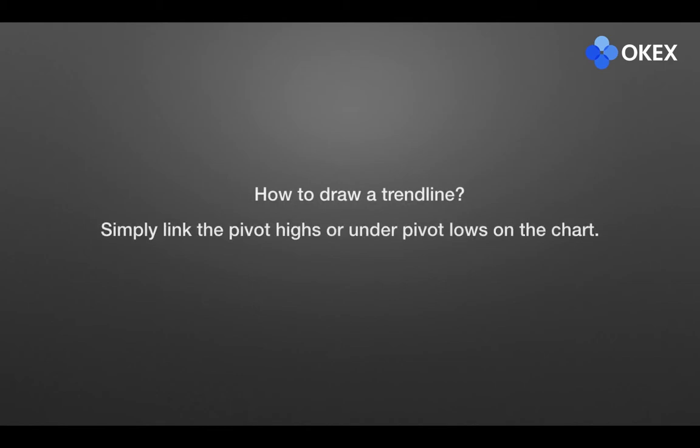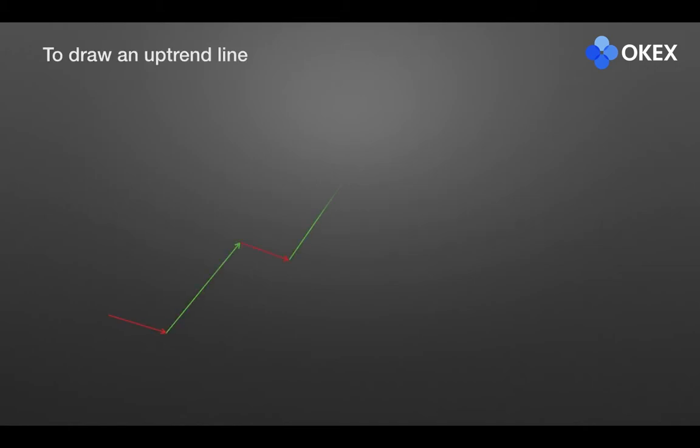How to draw a trend line? Simply link the pivot highs and pivot lows on the chart. Connect the pivot lows of A and B as shown on the chart to get an upward line. Yet only connecting two troughs is not an effective proof of an uptrend. We need a third trough, C, to prove it.